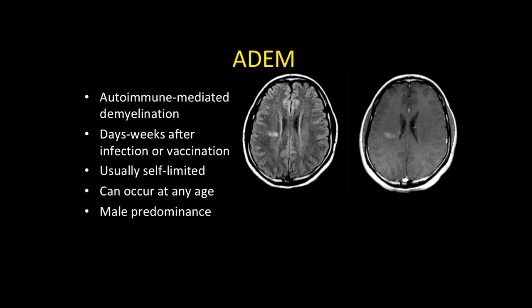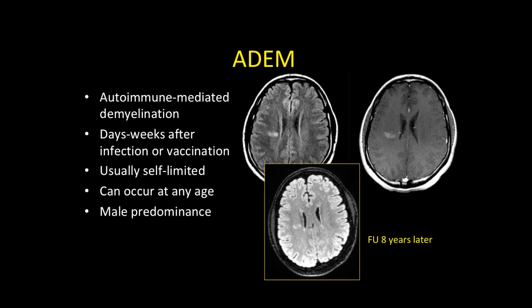All right, let's move on to the variants in demyelinating disease. First one here is ADEM, an autoimmune mediated demyelination, usually days to weeks after a viral infection or a vaccination. It's usually monophasic and it can occur at any age and typically has a male predominance. In this case, there was a patient with a viral URI who then presented with this MRI, and you can see the flare and a patchy enhancing lesion in the right corona radiata. It was monophasic. Follow-up MRI 8 years later shows some sequela of that right-sided lesion, and there was no new lesion developing and no further enhancement on that follow-up MRI. So that's ADEM.